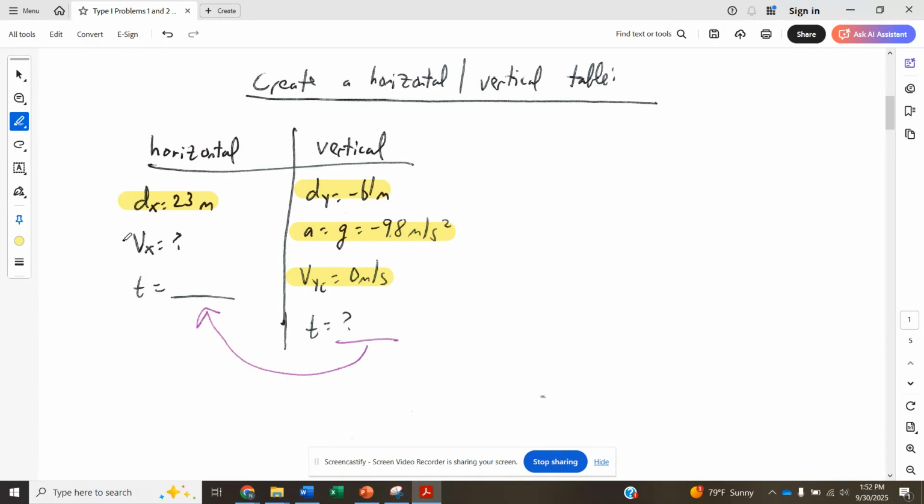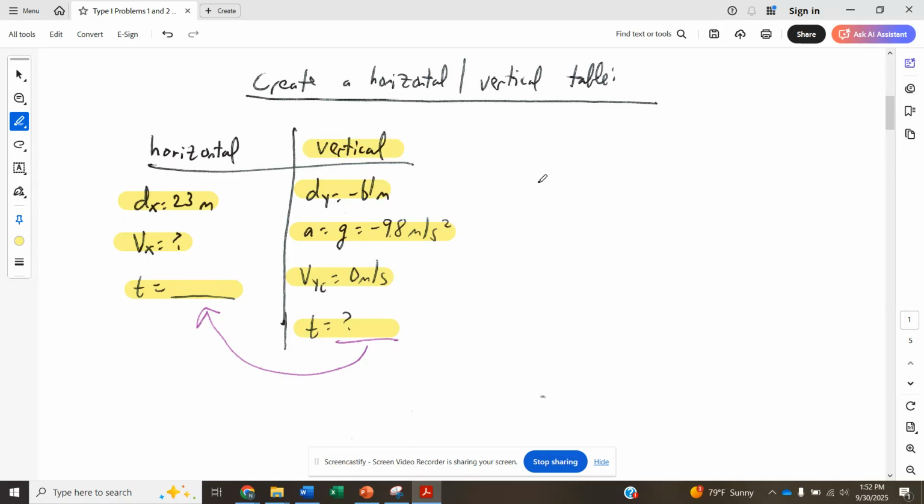Ultimately, we want to be able to find a velocity in x, and if we're going to find a velocity, we'll have to use distance divided by time. We don't have enough information on the horizontal side yet to find time, so we'll have to find time on the vertical side and then copy that number over to the horizontal side of the table. Because the amount of time someone is falling vertically is also the amount of time they have to move horizontally.